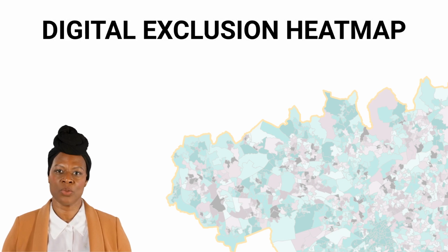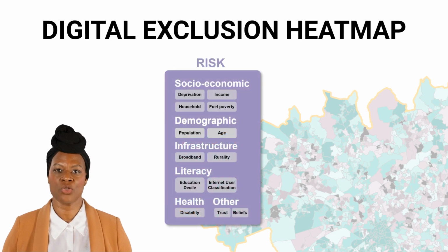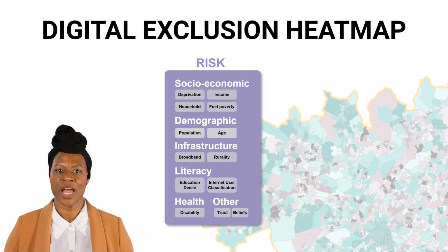Digital exclusion is complex because there are many factors at play. These include socioeconomic issues like low income, demographics such as age or disability, and infrastructure problems like poor internet access. Education, cultural beliefs, and trust in technology also make a difference.